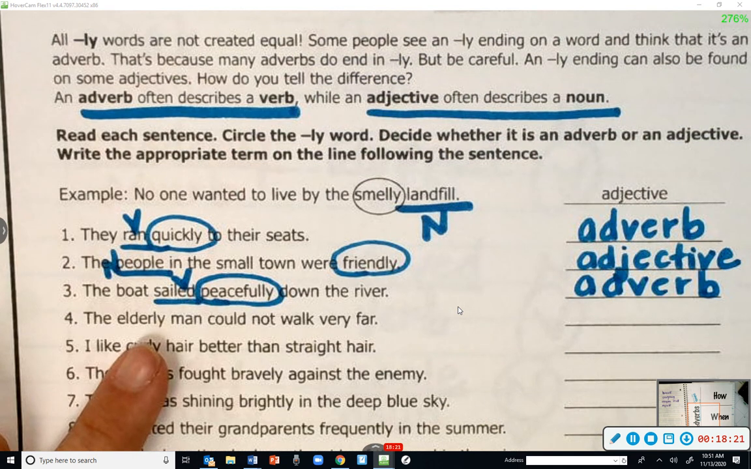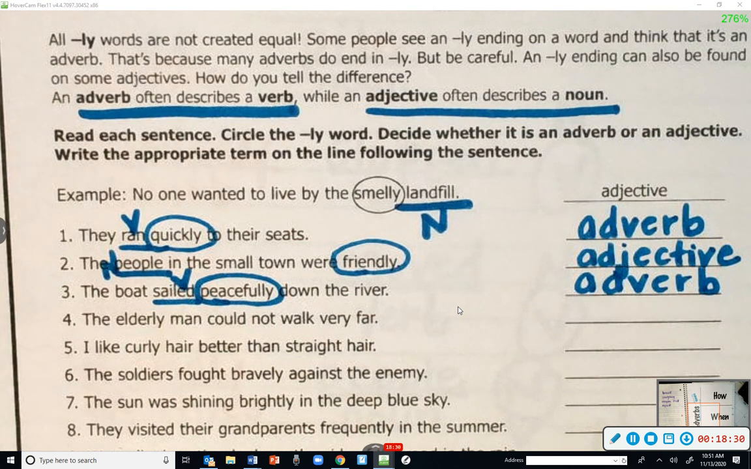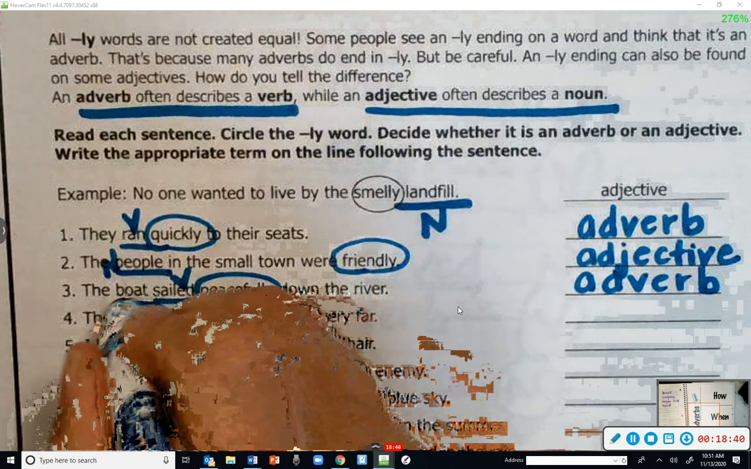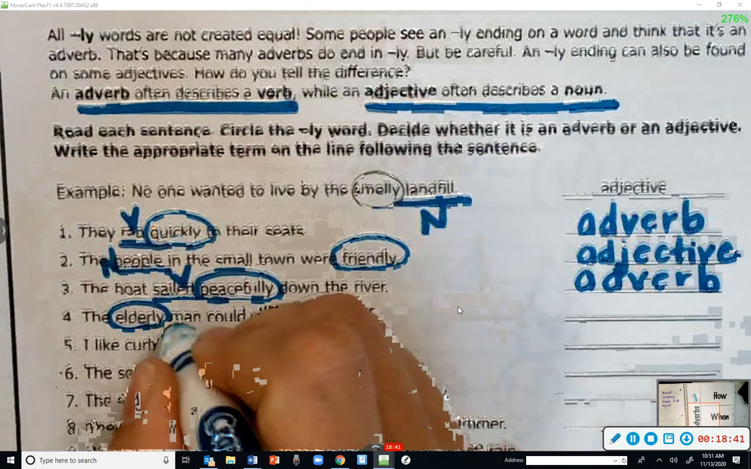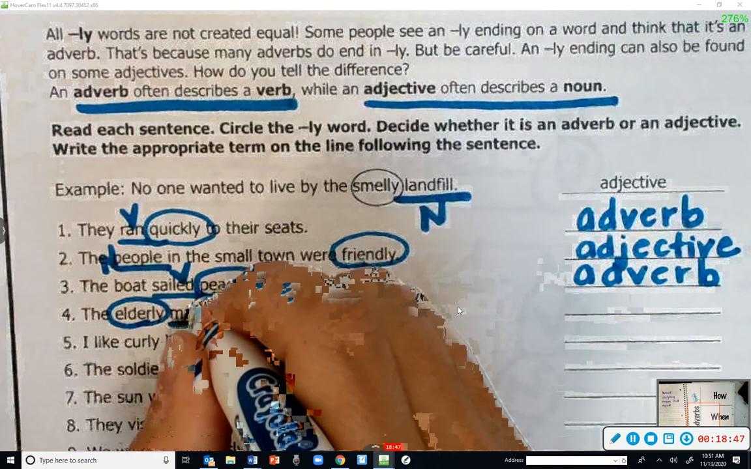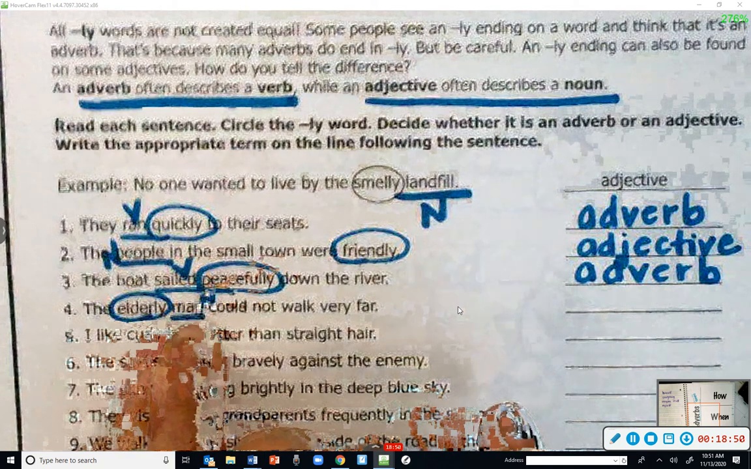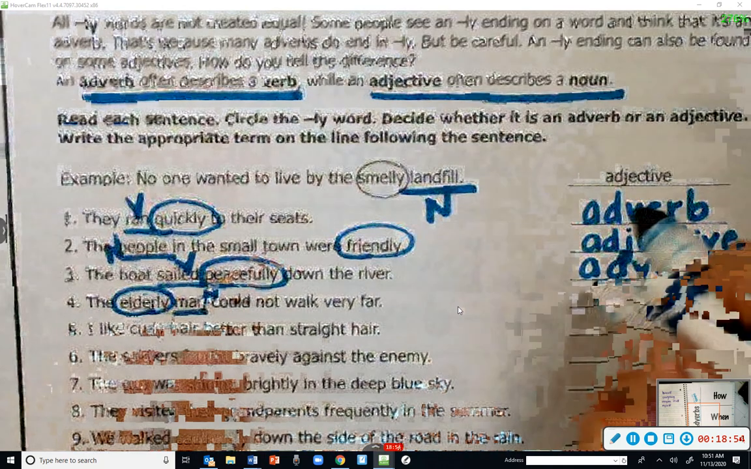Okay, last one we're doing together and then you'll be on your own. Number 4. The elderly man could not walk very far. So we're going to circle what? Elderly. And it's describing what? The man. The man would be a noun. Good. What type of words describe nouns? Adjectives.